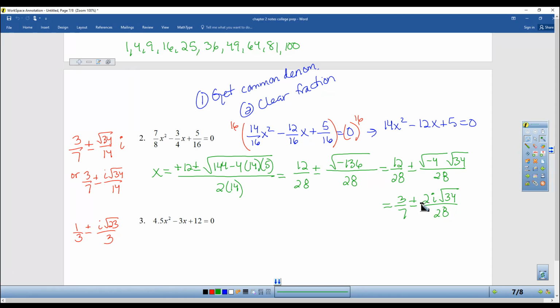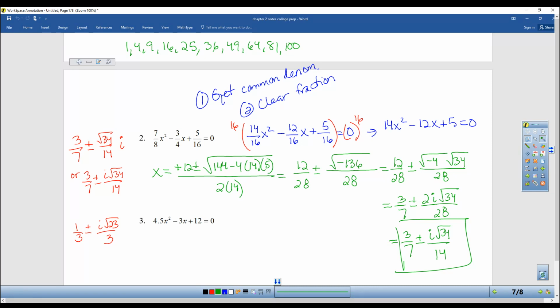Now the 28 does cancel with the 2. These are all factors on top. 2 times i times the square root of 34. And multiplication cancels with division. That's why it's allowed. So this becomes i square roots of 34 over 14, which is your answer.